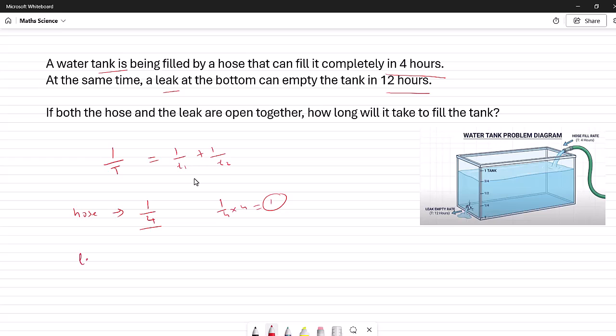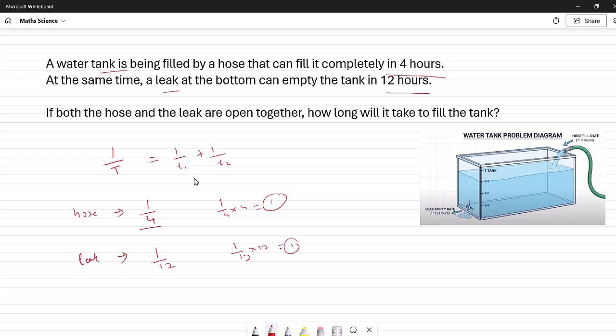Now for the leak, how long will it take to empty it? So it can empty the tank in 12 hours. So that means the rate is 1 by 12. So that means in 12 hours, 1 by 12 times 12, it can do the full job. So it can empty the whole thing, okay? So this is your first rate, this is your second rate.